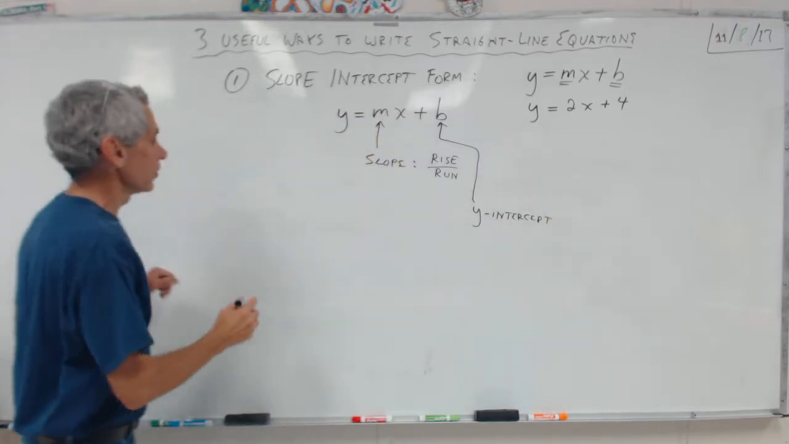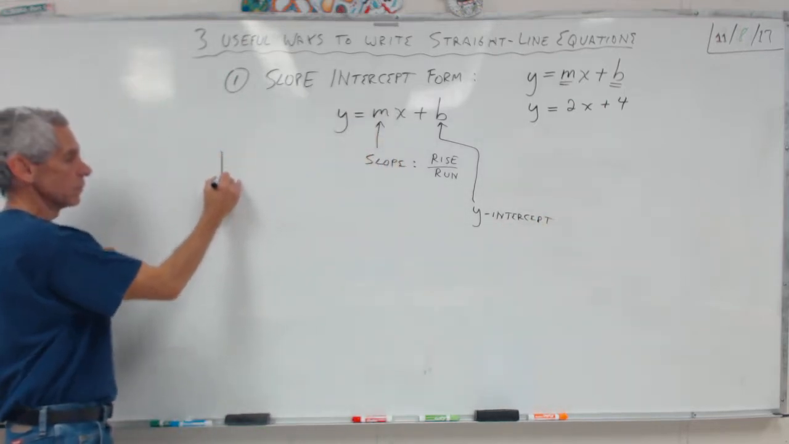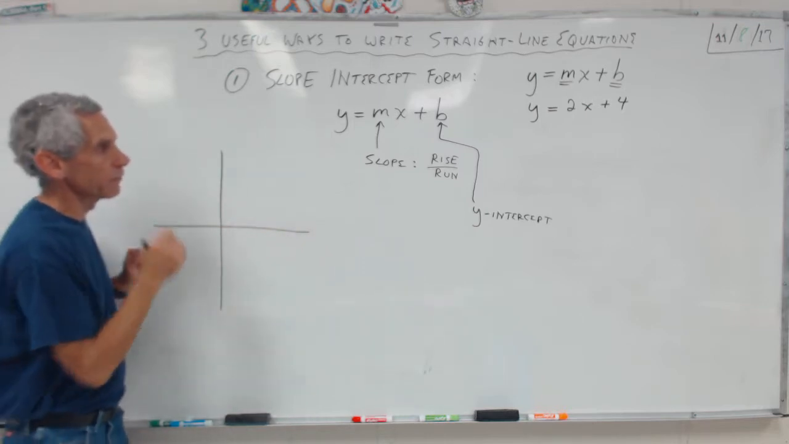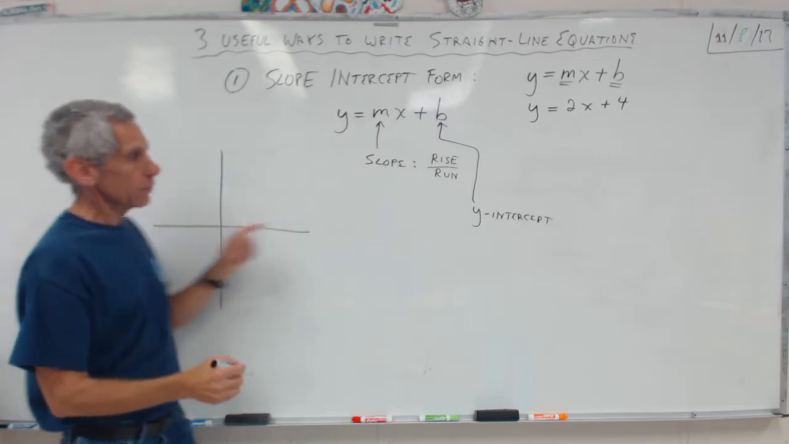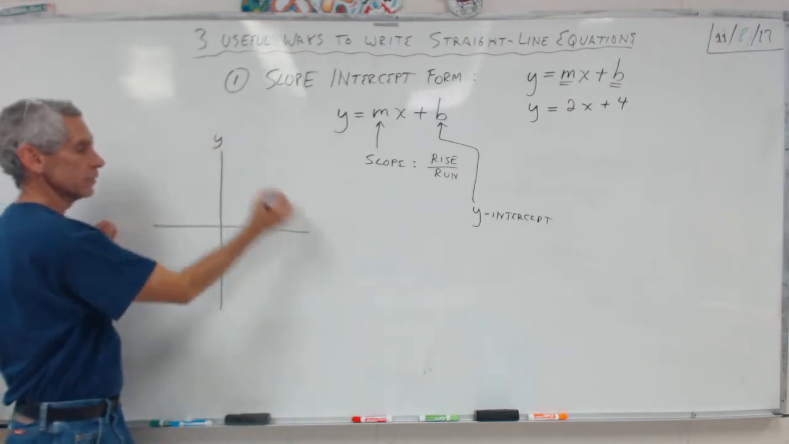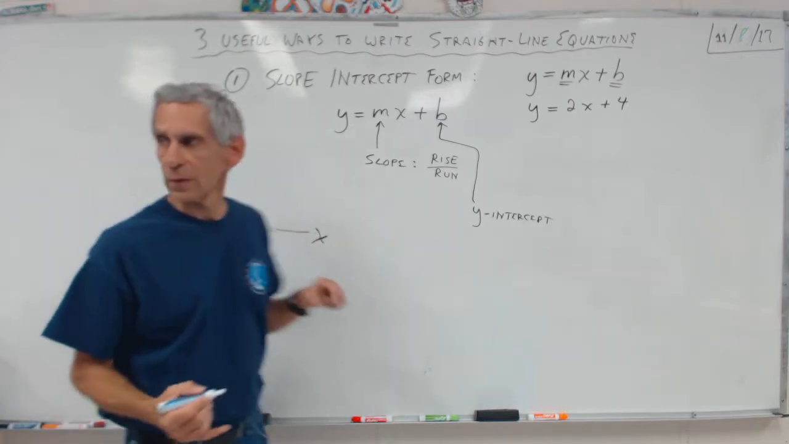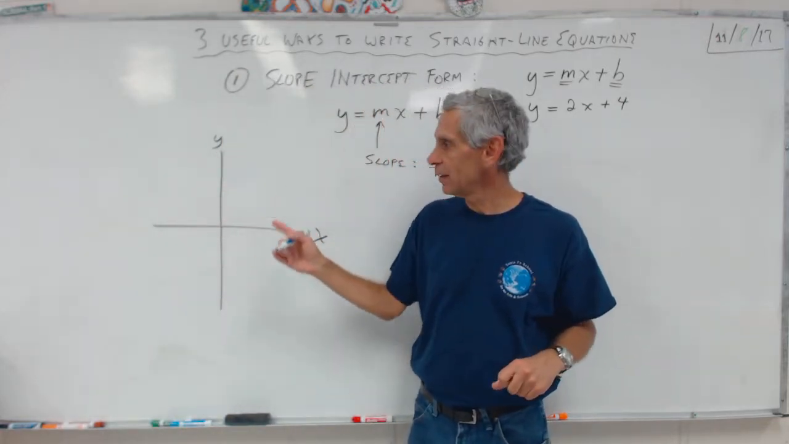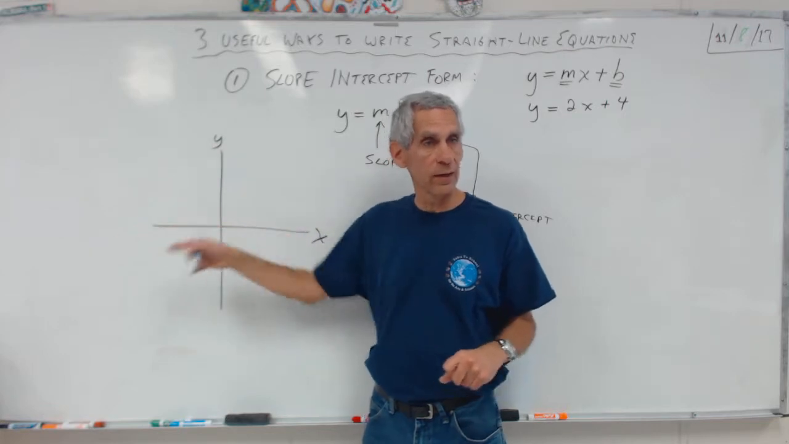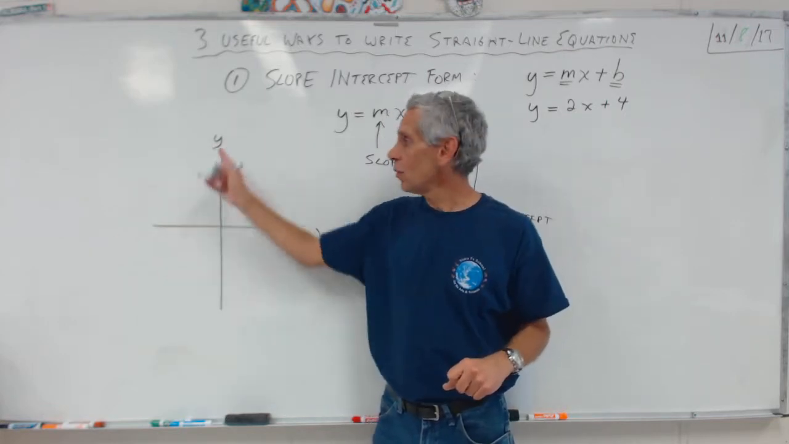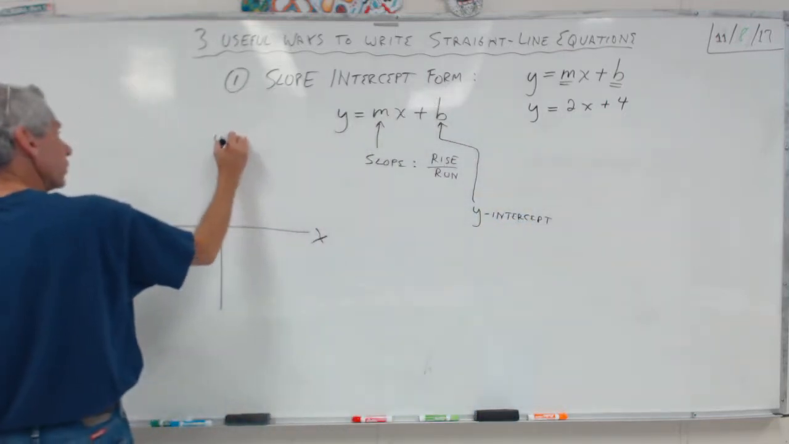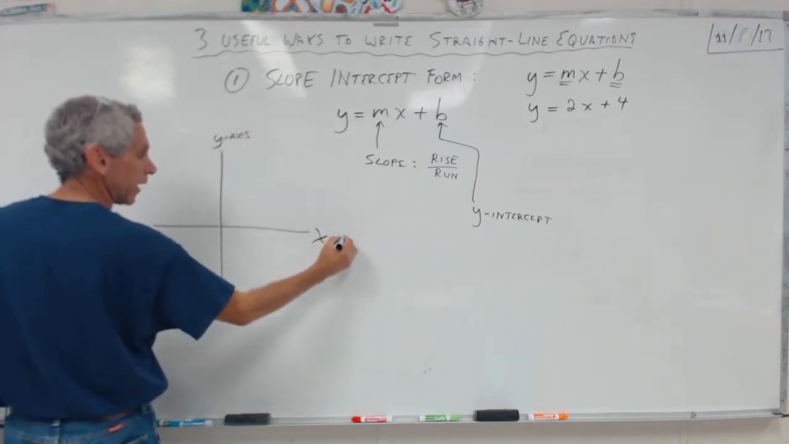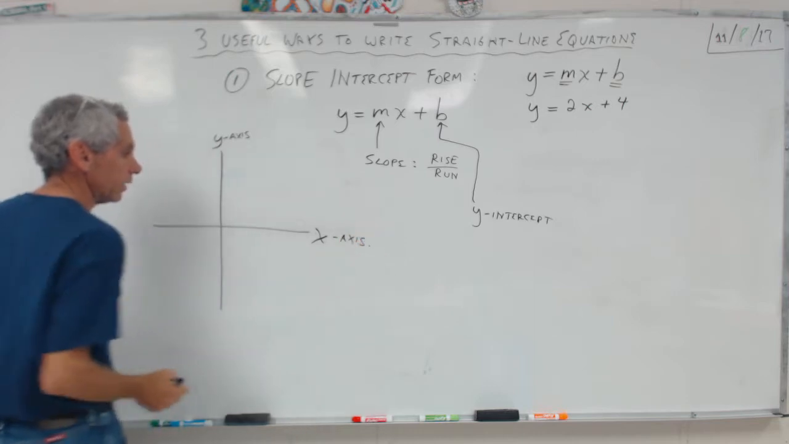If I have a graph, and I said, this is my y-axis, and this is my x-axis, okay? Some of you may have never graphed with something like this. Don't worry about it. It's not that big a deal. It's a cross, right? The vertical line is your y-axis. I'll even put the word axis. And the horizontal is your x-axis, okay?